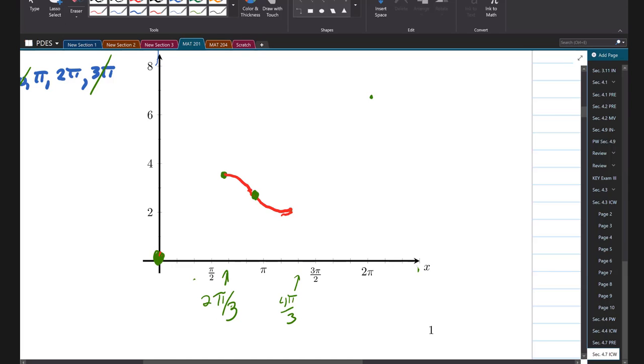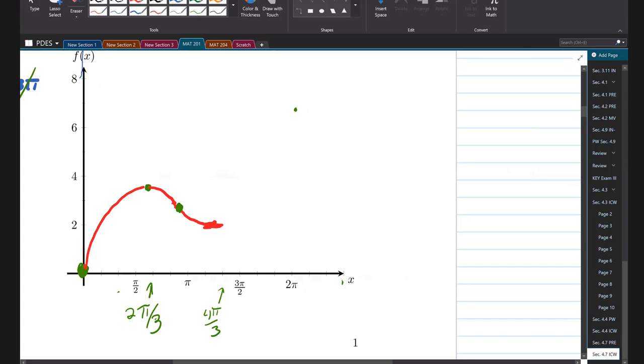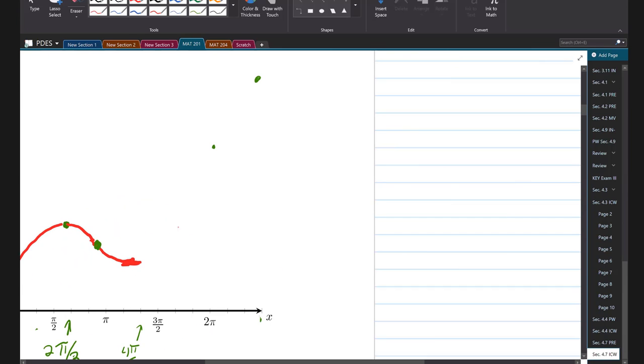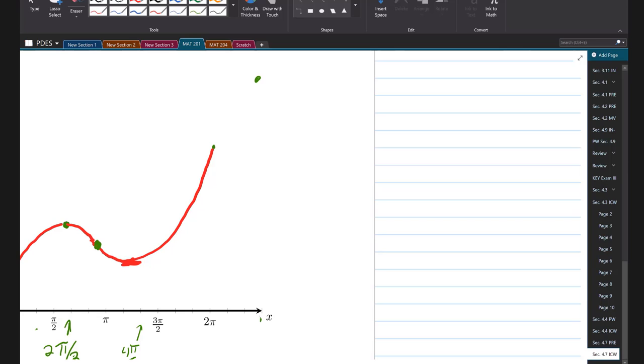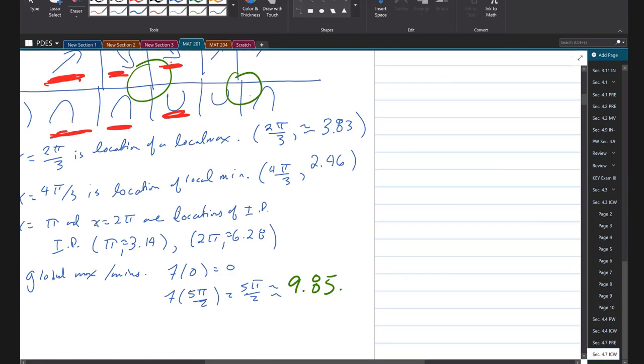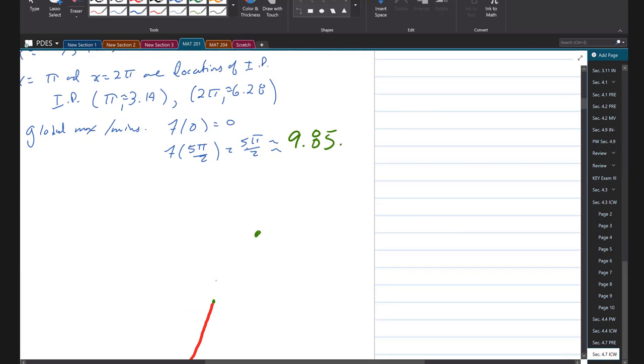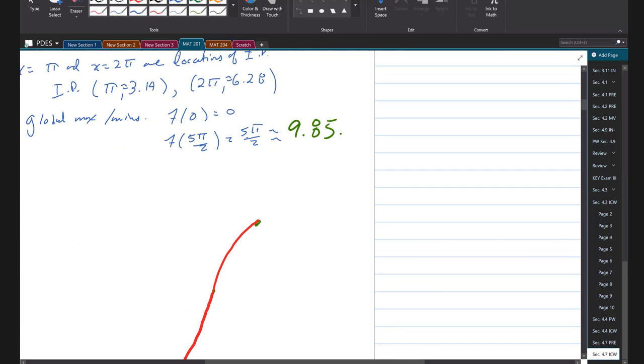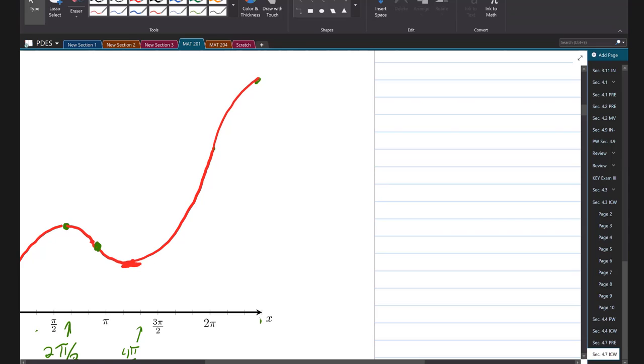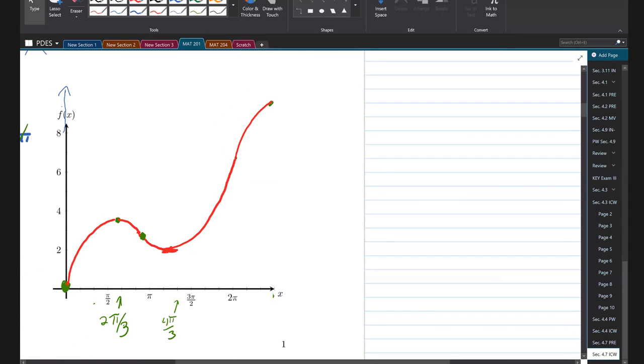Okay. Before that, we were increasing in a concave down manner. After we leave this horizontal tangent line at 4 pi over 3, we're going to begin increasing still in a concave up manner until we arrive at the inflection point at 2 pi. After 2 pi, according to my chart, I'm going to keep increasing, but now in a concave down manner. And that's what we end up with. Okay. There's the graph of this function.